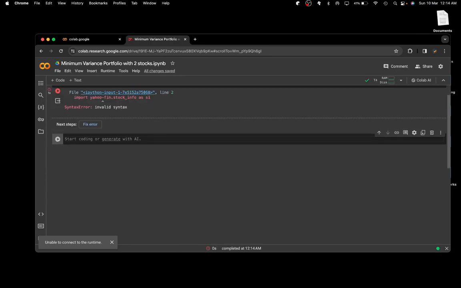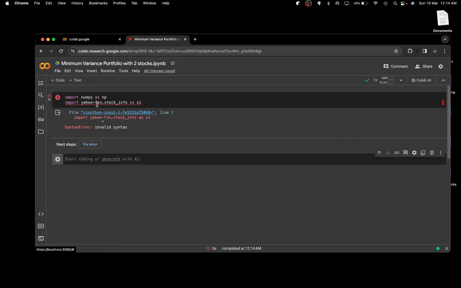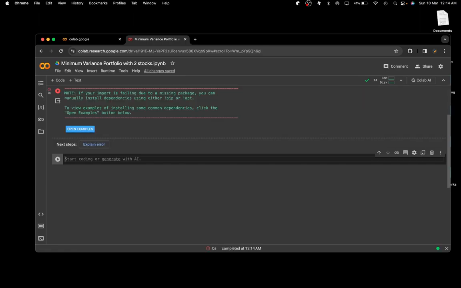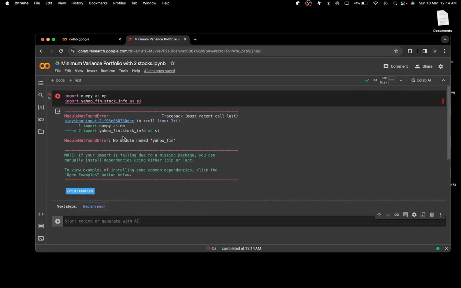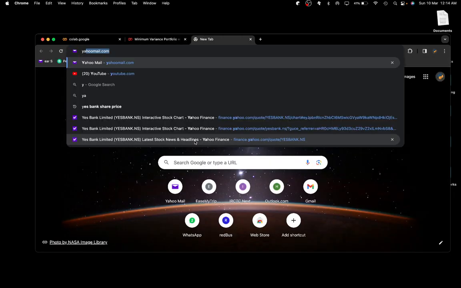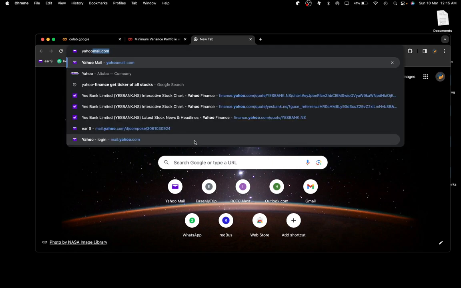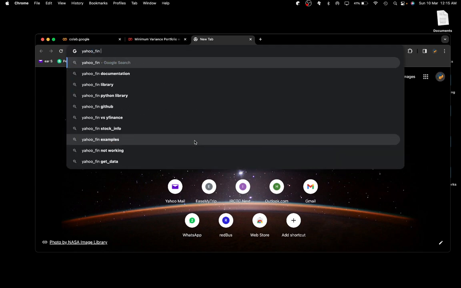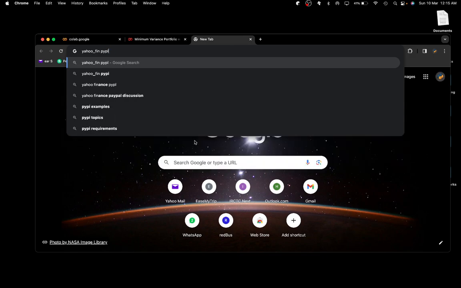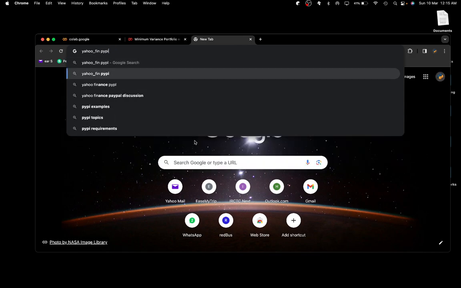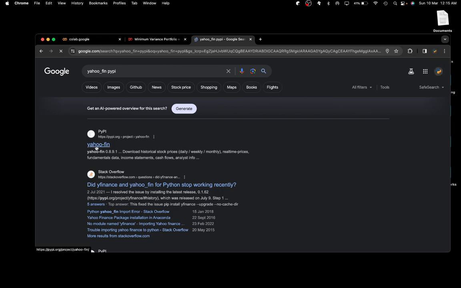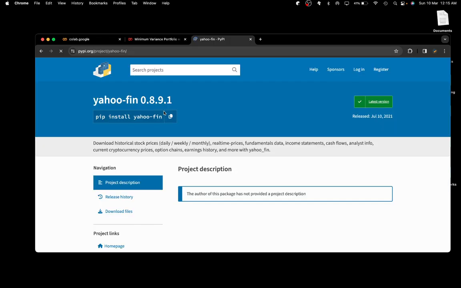I don't think I can do that. Okay, I don't think I've installed that. Alright, so I can just search for that. Yahoo Fin. Pipe. So, okay, I think this is the one that I'm wanting to use. Yep, this is the one.